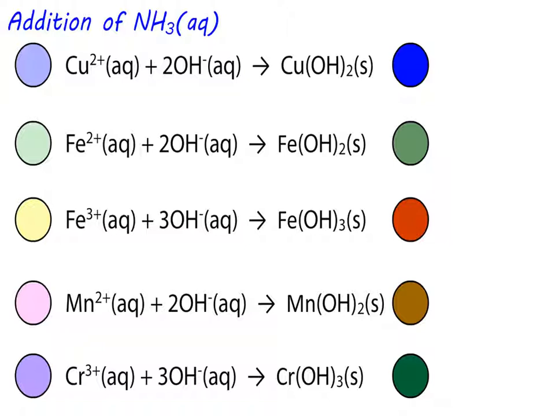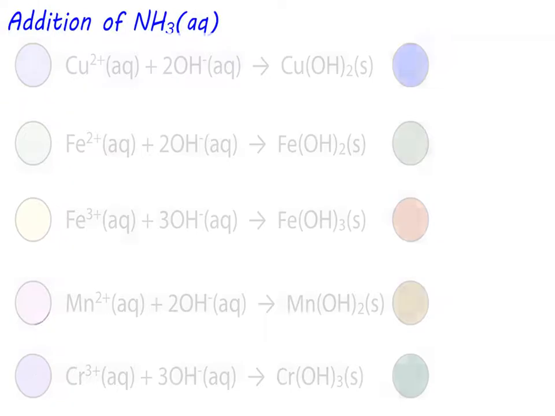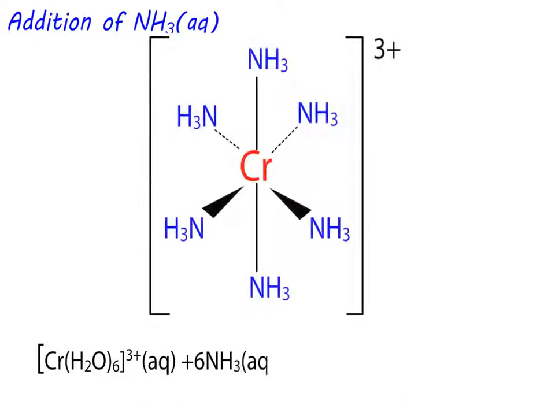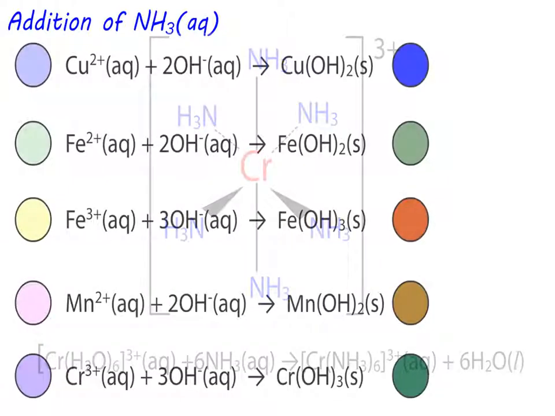And on addition of further ammonia to chromium 3 hydroxide, the precipitate dissolves and this complex is formed. Again, we came across this reaction when we looked at ligand substitution reactions.